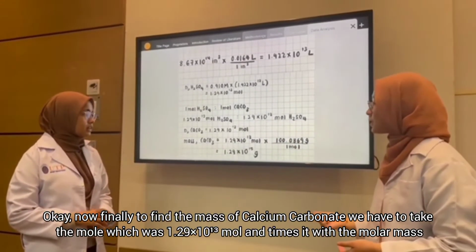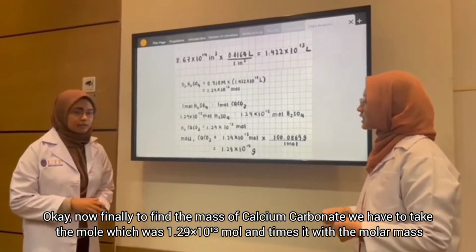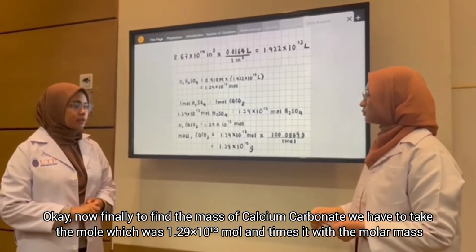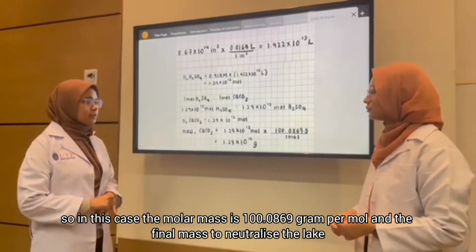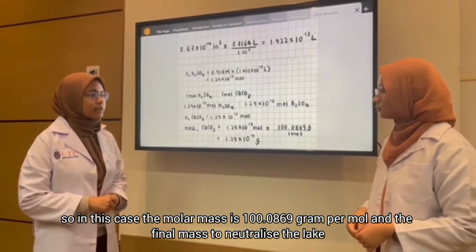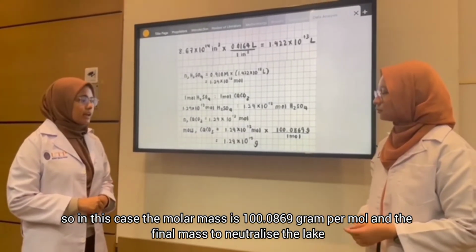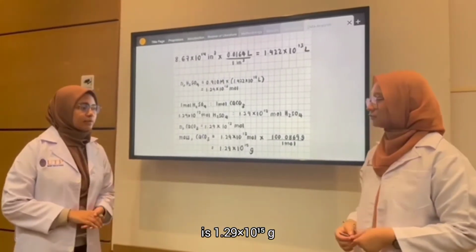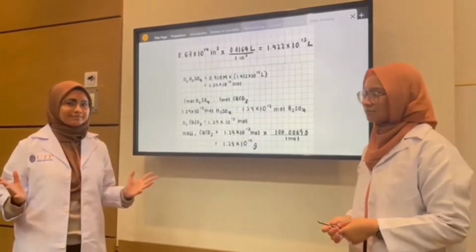Okay, now finally, to find the mass of calcium carbonate, we take the moles, which was 1.29 exponent 13 mole, and multiply by the molar mass. In this case, the molar mass is 100.0869 gram per mole, and the final mass to neutralize the lake is 1.29 exponent 15 grams. Thank you.